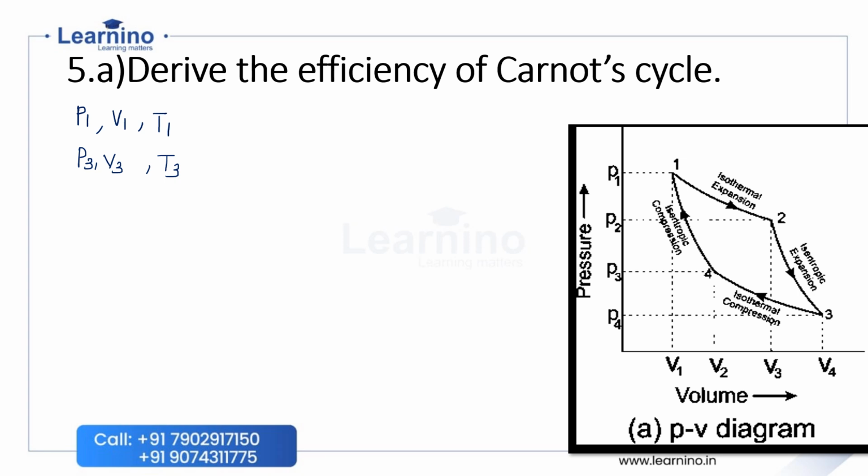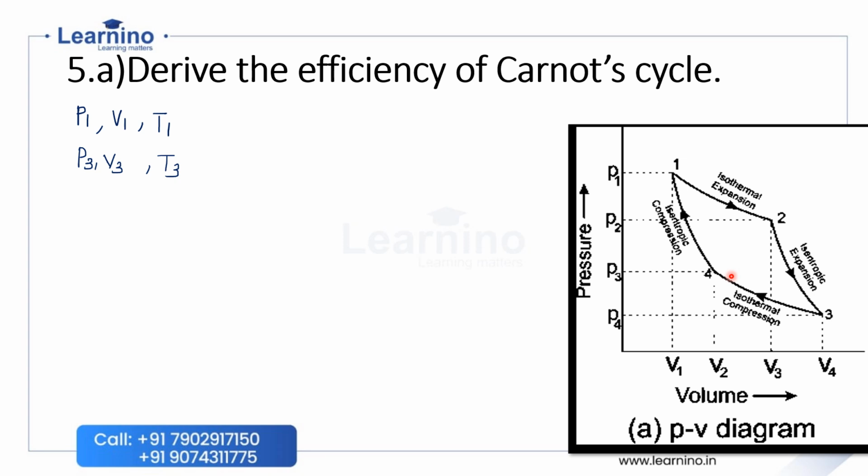And during this process 2, 3, work is done by the air utilizing internal energy. At state 3, an external cold body is brought in contact with the cylinder, then heat is rejected isothermally to the cold body at a constant temperature T3. This isothermal compression is represented by the curve 3, 4 in the PV diagram.